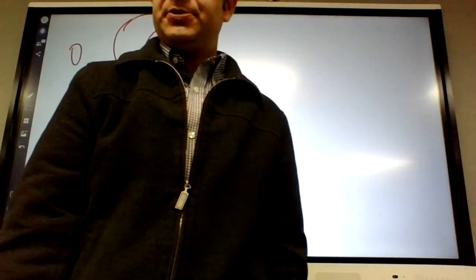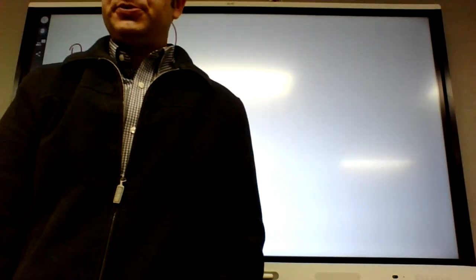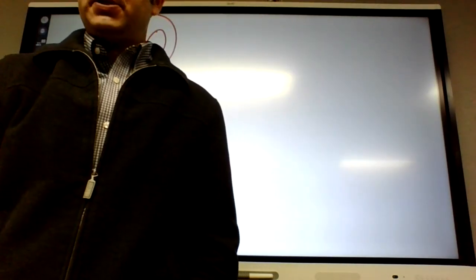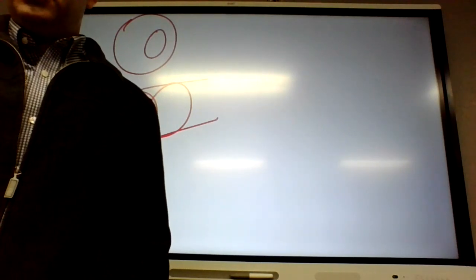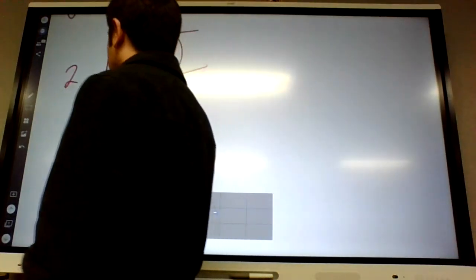Okay, 17. Find the measure specified for each described arc and its related sector or segment. Find the circle's radius and the area of a sector defined by a 20-degree arc with a length of 3 pi. Goodness sakes.